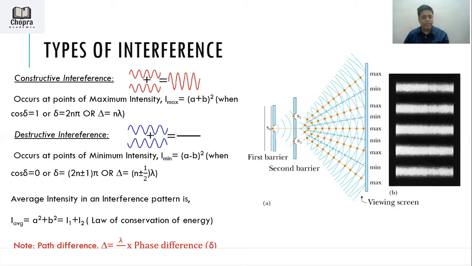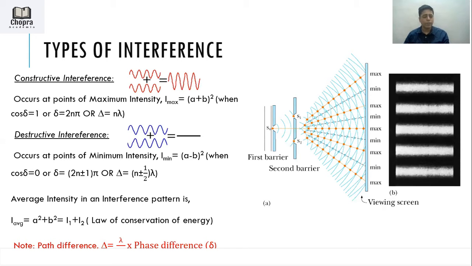Average intensity is given as a square plus b square, which is I1 plus I2, which also indicates that during the interference phenomenon, the law of conservation of energy holds good. It is also to note that the path difference is equal to lambda by 2 pi times the phase difference.